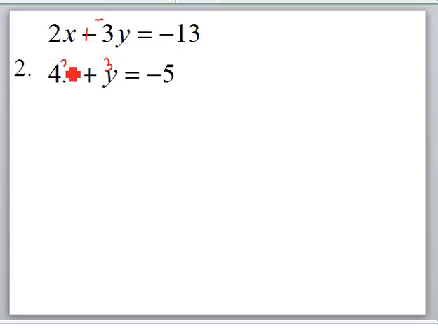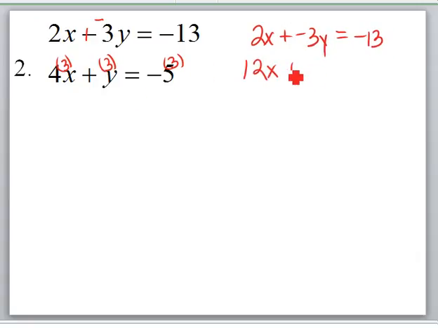So I'm going to put times 3 on each one of these. And I like to write it above each one of them. That way I don't forget to multiply one of them by 3. The first equation we're not going to change at all, so I'll just write it off to the side. And the second equation I'm going to change to be 12x plus 3y equals negative 15.